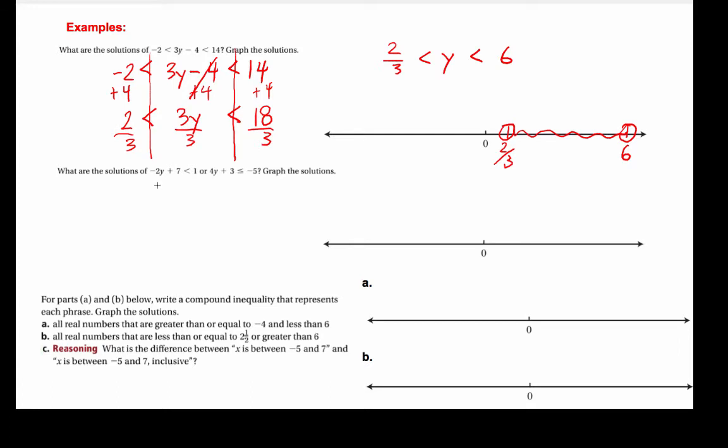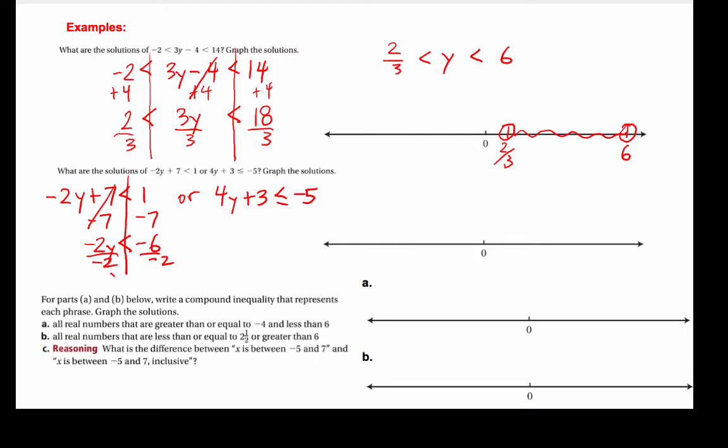All right, my next example is an OR problem, and I can't do what I just did here with the AND problem. I have to work with these separately. Okay, so my first one on the left here, I will isolate y. I'm going to subtract 7 from both sides first. This part's a 0. Bring down the negative 2y. Less than 1 minus 7 is negative 6. Divide through by negative 2. I know I'm going to switch my inequality. Negative 6 divided by negative 2 is 3. So part of this is y greater than 3.